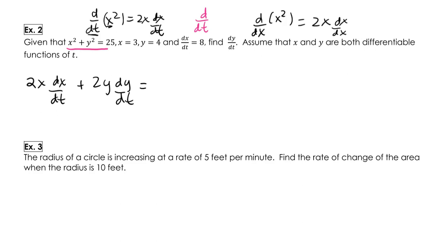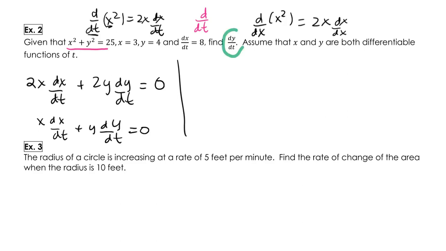What's the derivative of a constant? 0. To clean this up, do you guys see we can divide everything by 2? So I'm going to get x dx/dt plus y dy/dt is 0. Now, if you didn't divide by 2, totally fine. After we do this, this is going to be the procedure. We are going to figure out our equation, which they gave to us. We're going to take the derivative, and now we're going to sub in the numbers.